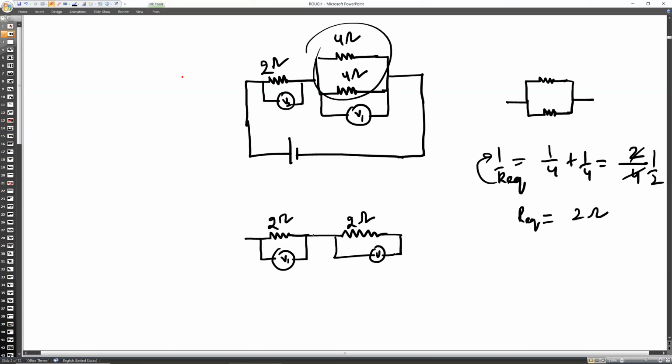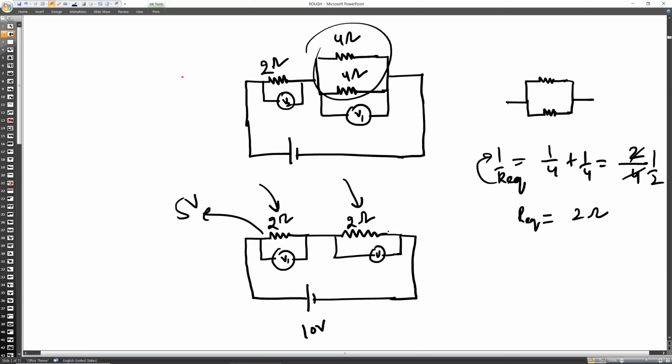You know that in series the potential difference divides. But if the potential difference, let's suppose, is 10 volt, and the resistors are the same, then this will receive 5 volt and this will also receive 5 volt. If the resistors are the same, then equal potential difference will be there. So there will be no change in the potential difference across this 2 ohm resistor and this 4 ohm pair.